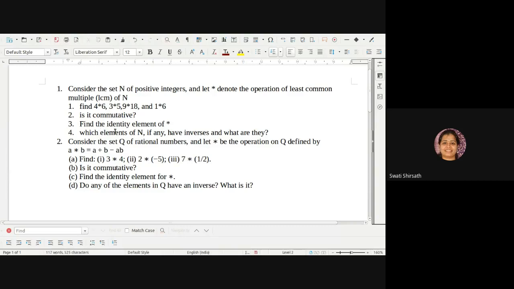Okay, which elements of N, if any, have inverses and what are they? Do you have any elements? Did you get any element which has inverse in N, capital N, with this operation? Is there any element? Can I say 1 is the element? Yes, correct. 1 is the element and 1 is the inverse of itself. Okay, 1 comma 1 will give you 1. So 1 is inverse of itself.